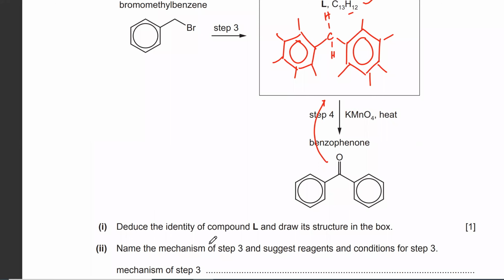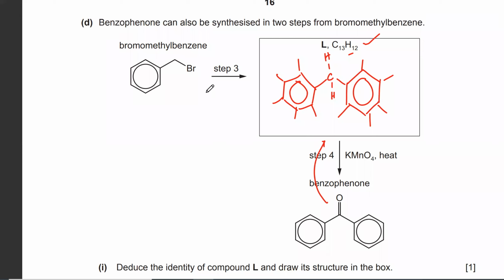And then he's saying, name the mechanism of step 3 and suggest the reagents and conditions for step 3. So the question now is, what's going on over here? Step 3, what happened? So that's the question. Now step 3, what type of compound is this? This is probably a halogenoalkane. And this reaction is also very similar to alkylation now.